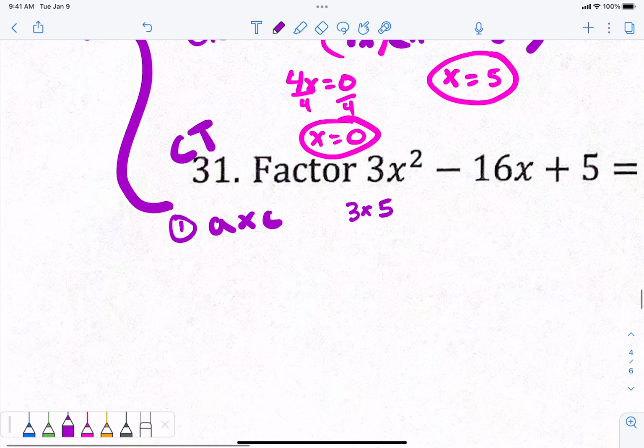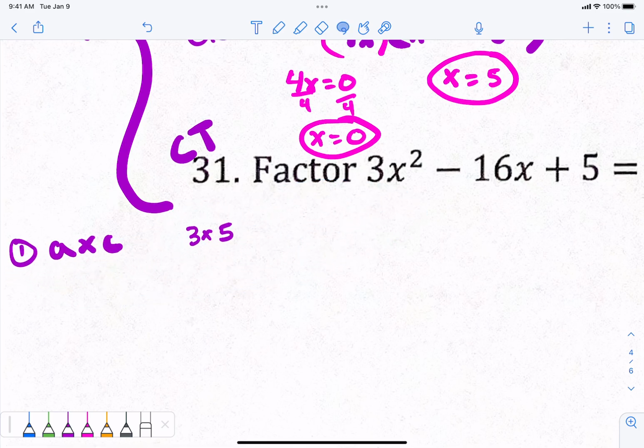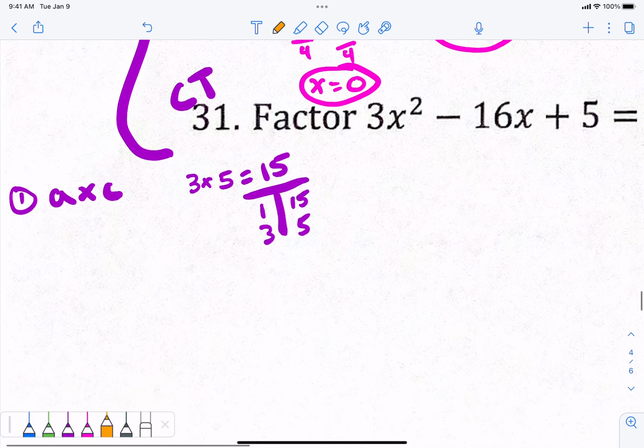I'm gonna move that over. Are you trying to find the factors of 15? Yes. Okay, so 3 times 5 is 15, and I have to find the factors of 15. So 1 and 15, 3 and 5, and I think that's it. Okay? All right.